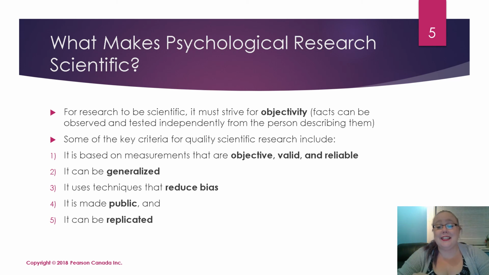The fourth is that it is made public, so we do need to be able to disseminate or share the results of that research, which mostly takes place through scientific journal articles. And the fifth is that it can be replicated. Even the most interesting scientific finding, if you replicate that experiment 10 times and you can't find those same findings, it's pretty much useless. So we do need to have some level of replicability. And we'll talk again about each of these in a bit more detail in the next few slides.